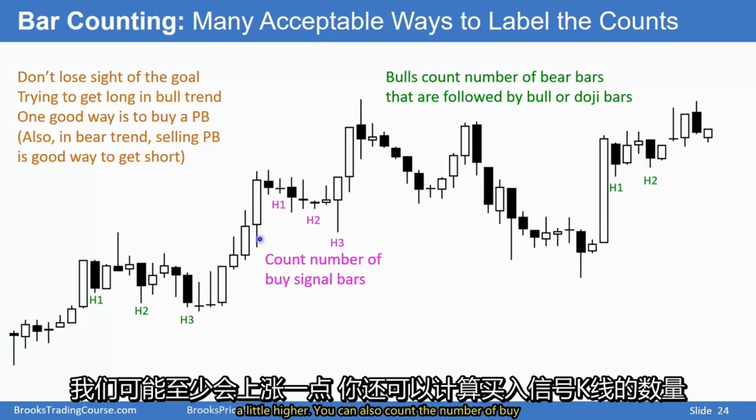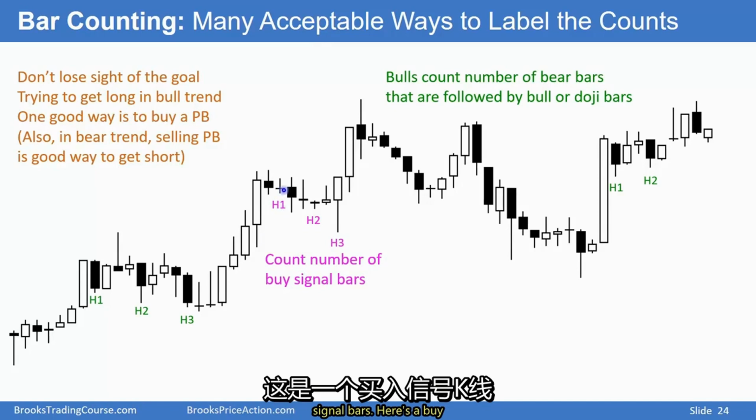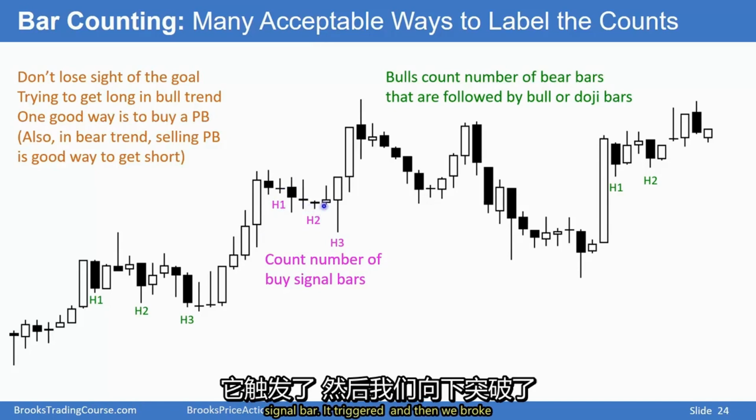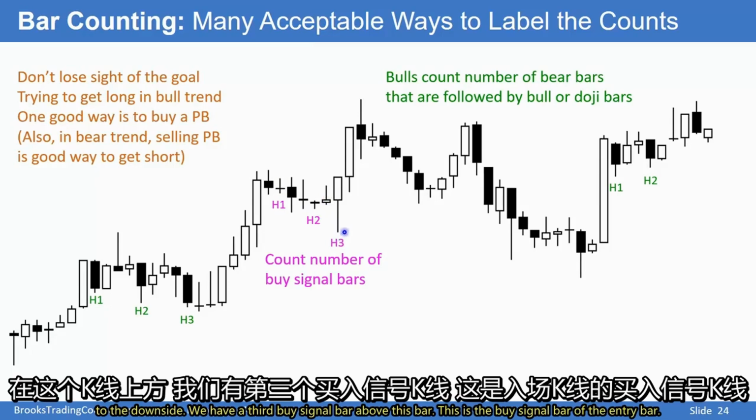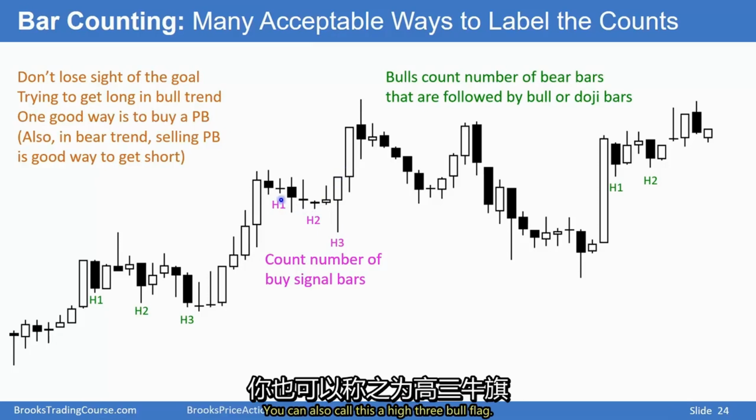You can also count the number of buy signal bars. Here's a buy signal bar, it triggered, a buy signal bar, it triggered, and then we broke to the downside. We have a third buy signal bar above this bar, right? This is the buy signal bar, the entry bar. You could also call this a high 3 bull flag.